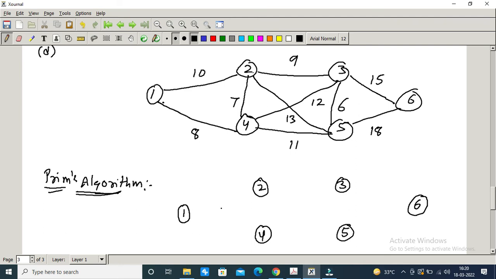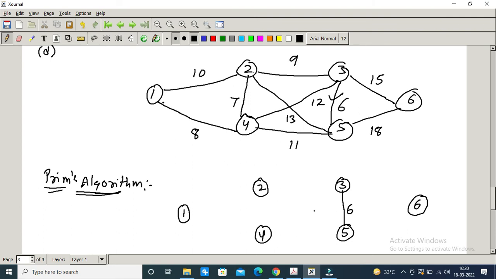Now we will choose the edges connecting the vertices that have the minimum weight. So out of these, which edge has the minimum or lowest weight in this graph? So this is 10, 9, 15, this is 7, this is 8, this is 13, 12, 6, 11, 18 and 15. So 6 is the minimum weight. So we pick this edge, which is connecting 3 to 5 with the minimum weight, which is 6.